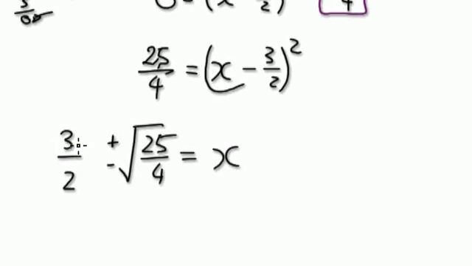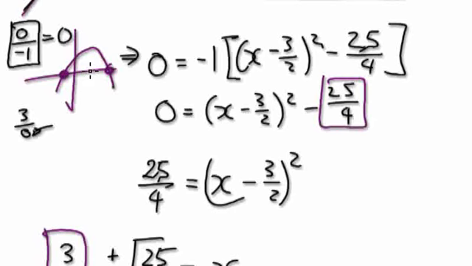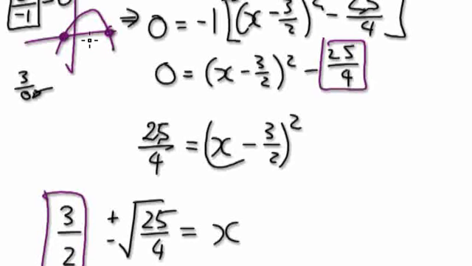X equals this number here, and then plus or minus this bit here. You start at 3 over 2 here, and then you add root 25 over 4. That will give you one solution. The other solution is to start at 3 over 2 and then take away root 25 over 4. So it will give you this solution here.